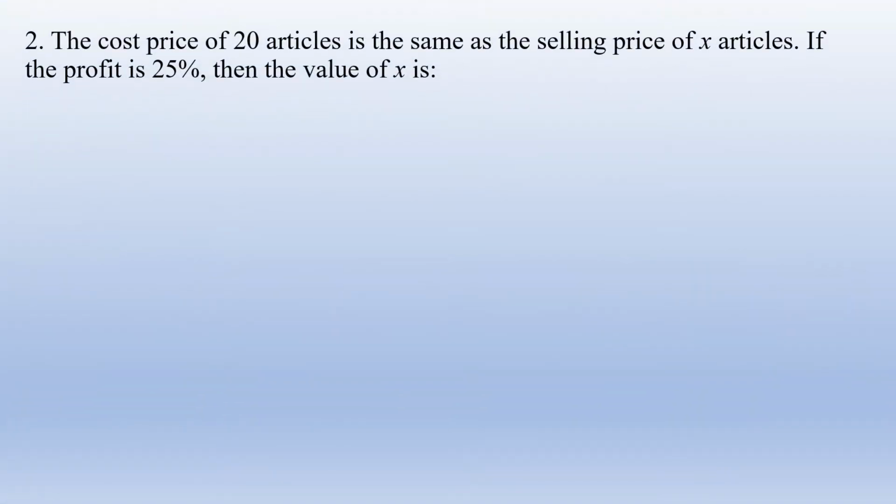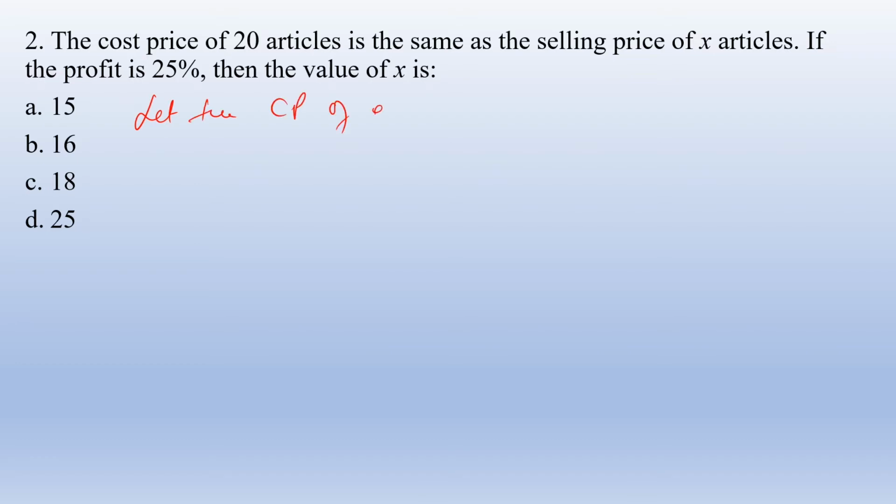Question number 2. The cost price of 20 articles is the same as the selling price of X articles. If the profit is 25%, then the value of X is option A 15, option B 16, option C 18, option D 25.